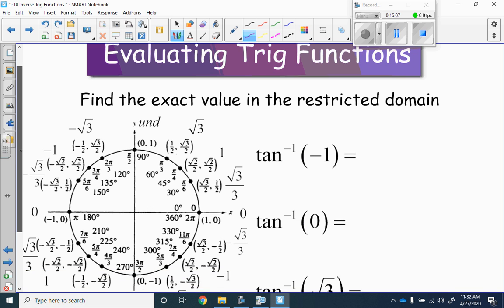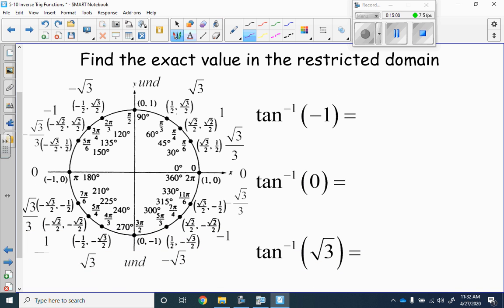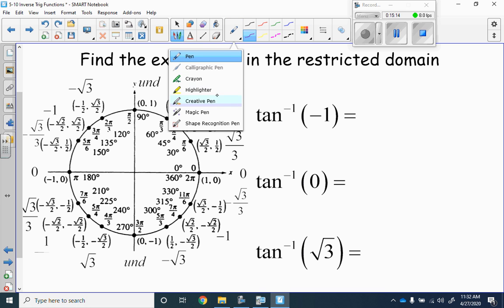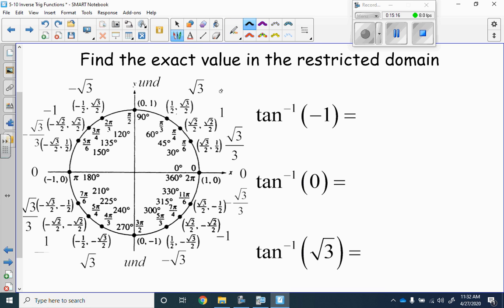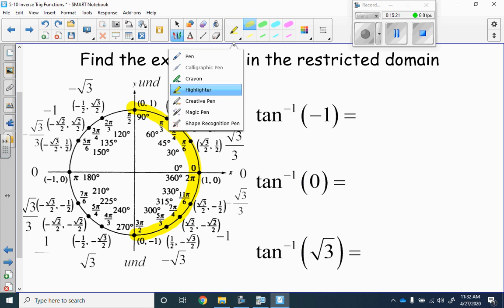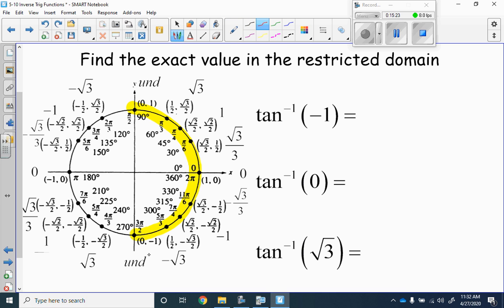Right? Now, tangent is just like working with sine. So you are looking at your domain. You're going from negative pi over 2 to a positive pi over 2. So once again, think of your 11 pi over 6. Now that's going to be a negative pi over 6. 7 pi over 4 is negative pi over 4. 5 pi over 3 is negative pi over 3. And then you've got negative pi over 2.